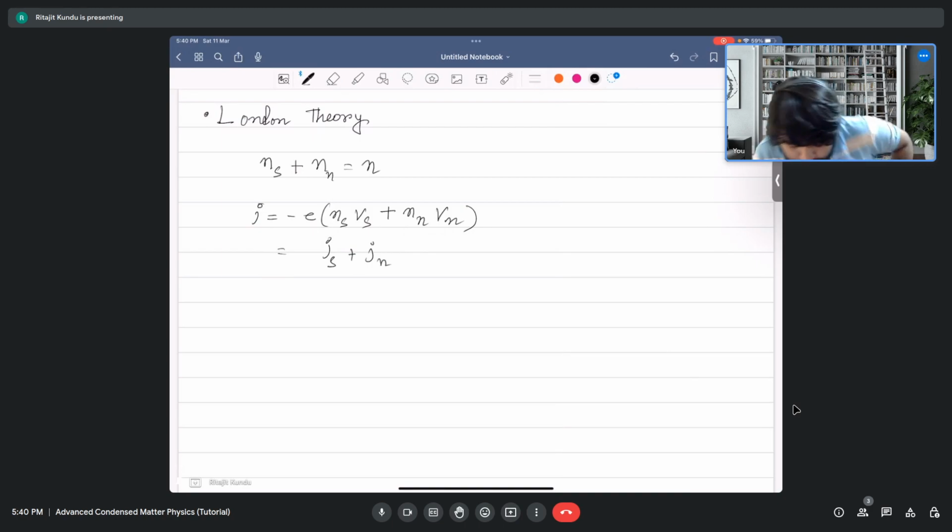For the normal part, the Jn, you already know what it is. Jn is given by sigma normal times the electric field. So whatever is the applied electric field, your current density will be in proportion to that, and the proportionality constant is given by the conductivity sigma n.